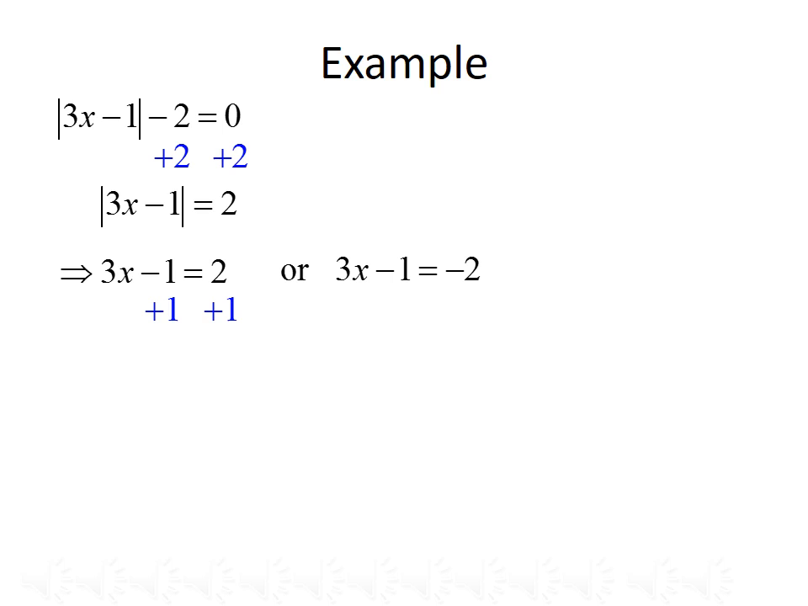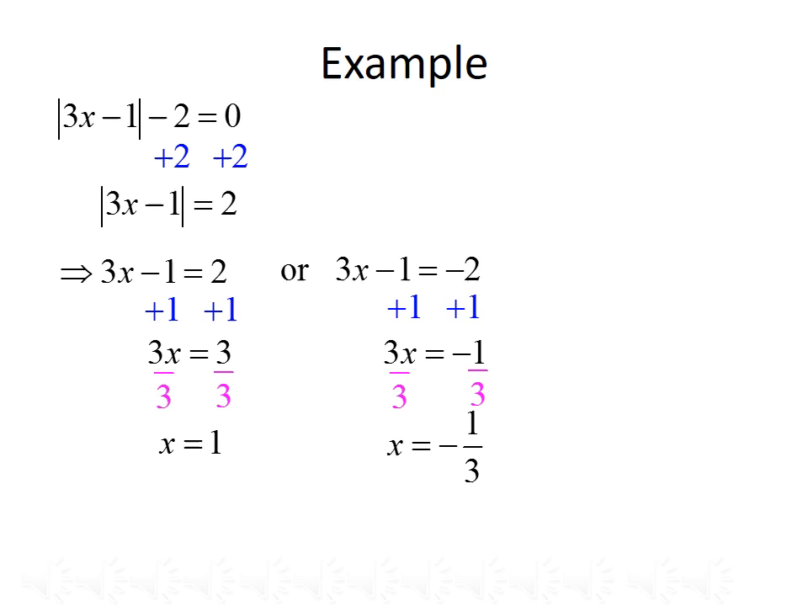We'll start by solving 3x minus 1 equals positive 2. We add 1 to both sides of the equation, and that gives us 3x equals 3. To get x by itself, we'll divide both sides by 3, giving us x equals 1. And now we'll go through and solve the 3x minus 1 equals negative 2 equation. We add 1 to both sides, which gives us 3x equals negative 1. Divide both sides by 3 to solve for x, and we get x equals negative 1/3.